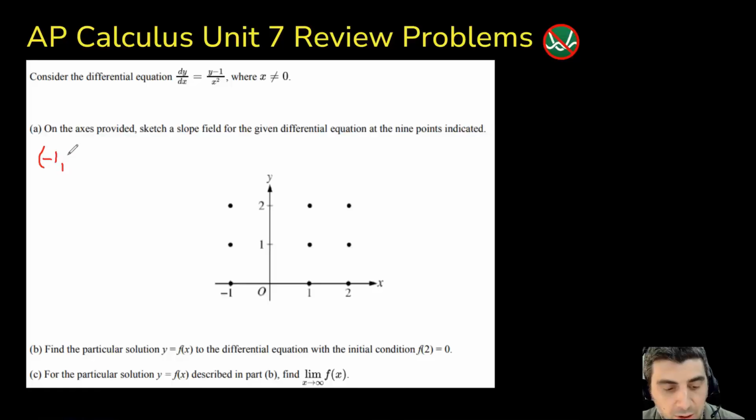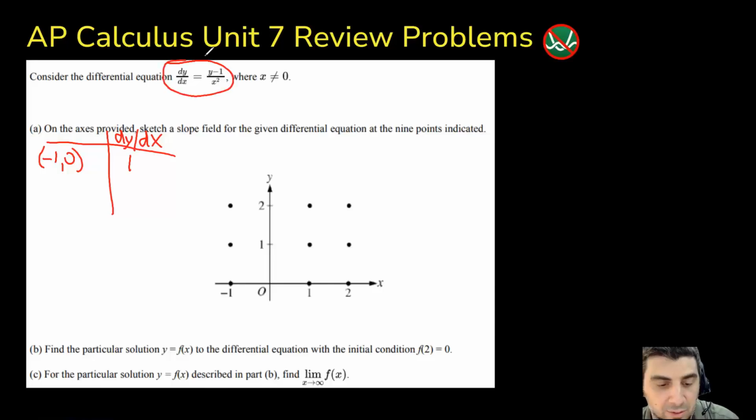So -1, 0, and then dy/dx. So at -1, 0, you would have a slope of -1. All I'm doing is plugging the x and y values into here. So that's going to be a slope about that. So -1, 1 is going to have a slope of 0. And then -1, 2 is going to have a slope of 1.